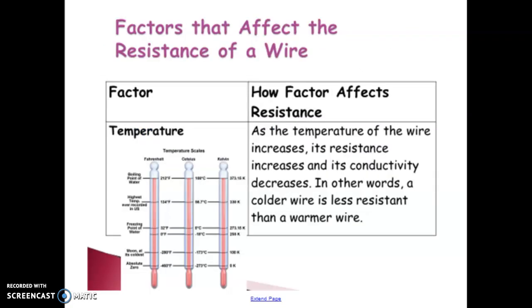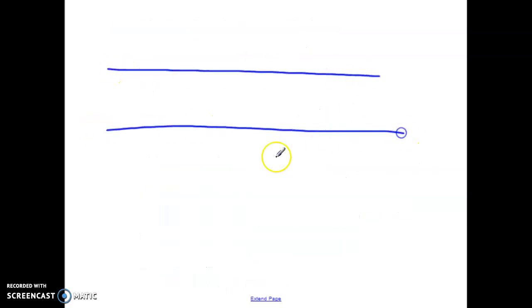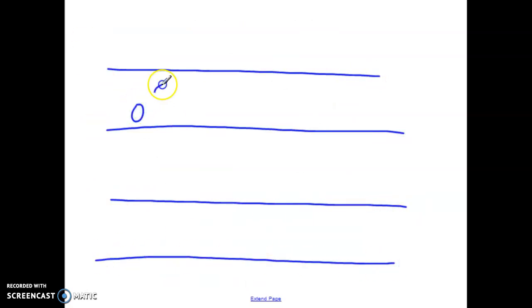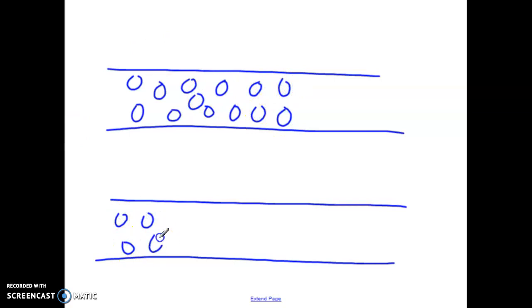Another factor that affects resistance is temperature. Temperature can affect how easily a substance can flow through. Now, a lot of people think that an increase in temperature lowers resistance. It's the opposite. A colder wire has less resistance. So you have to imagine, right? Here we have two wires, okay? And remember, there are atoms that make up this wire. So let's say we have a copper wire, so we have copper atoms, right? Same thing, copper wire, copper atoms, okay?